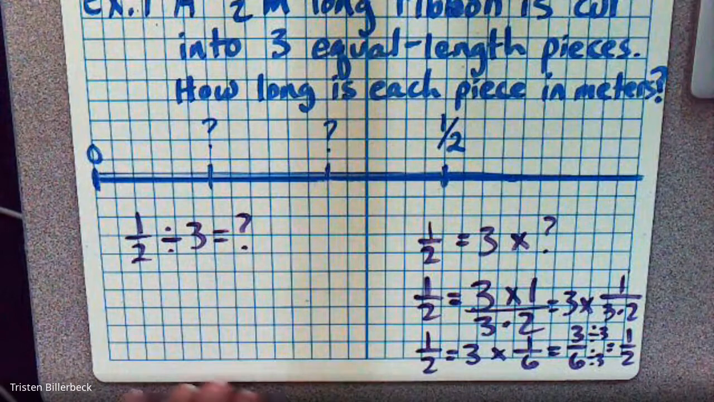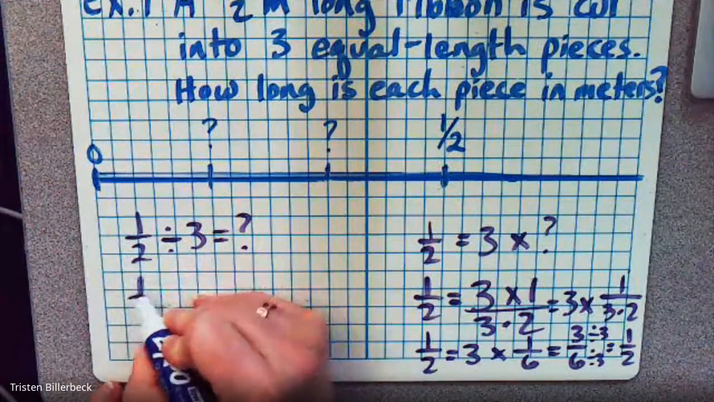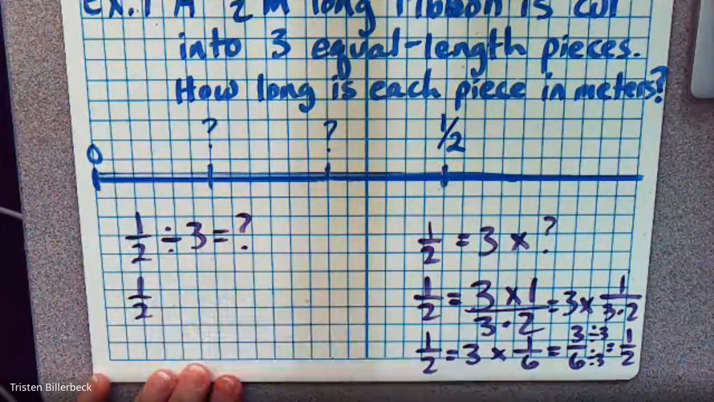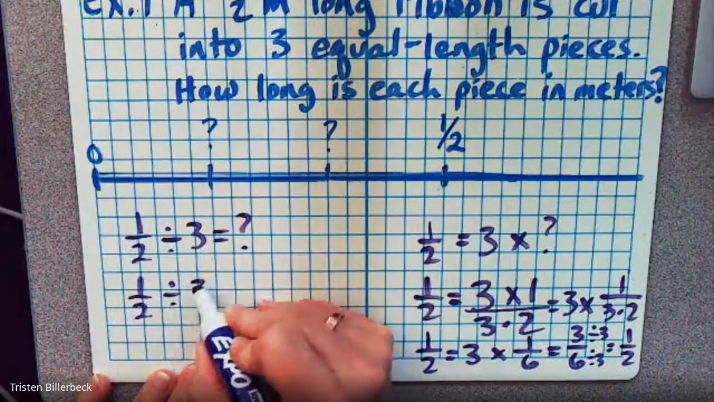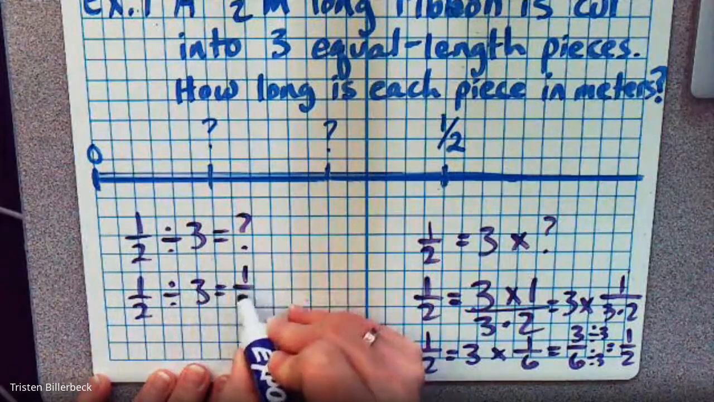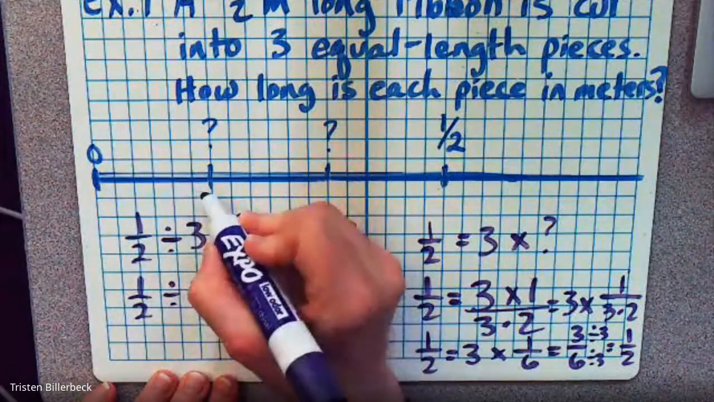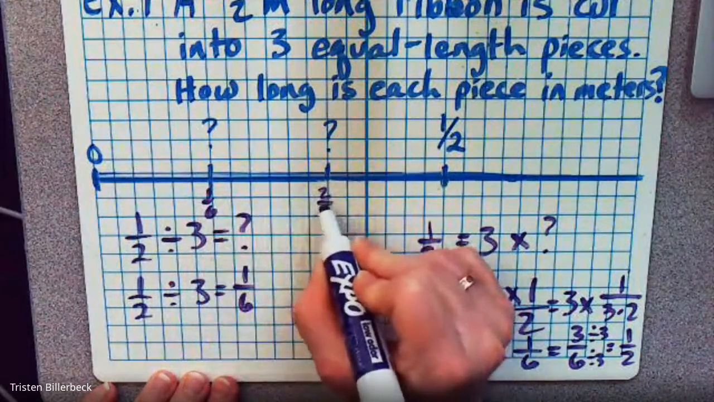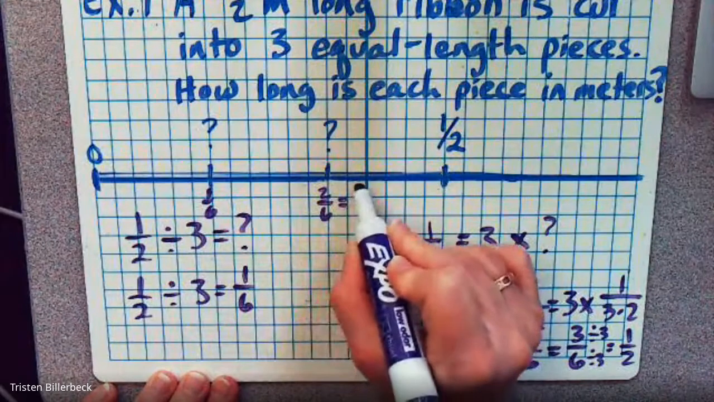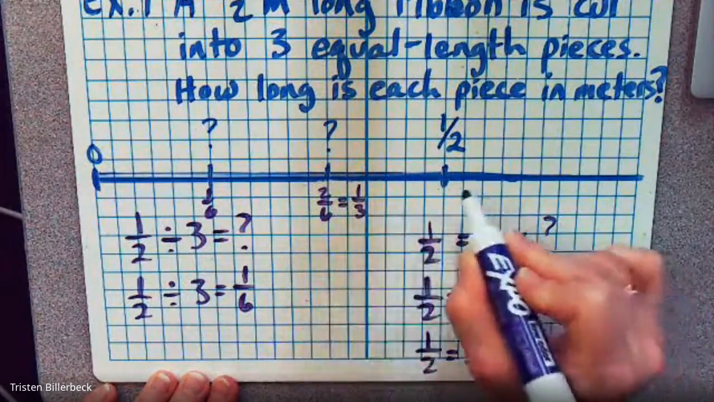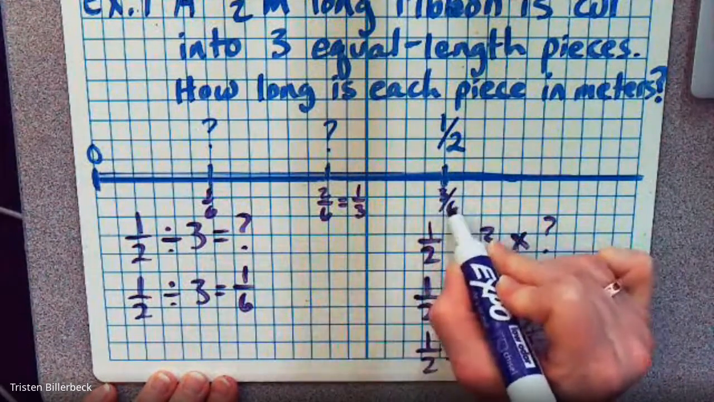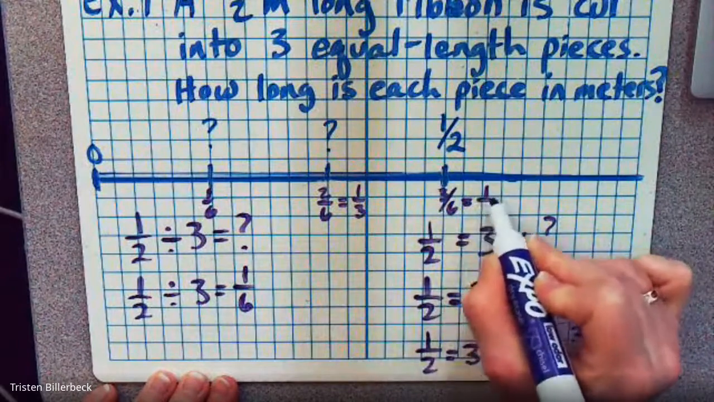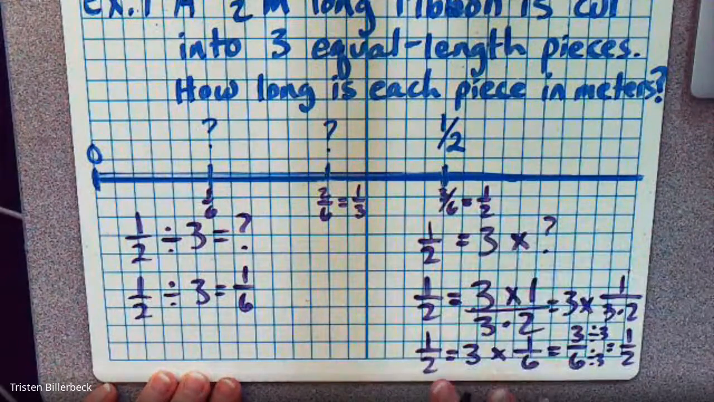So now I know from that 1/2 divided by 3 equals 1/6. So that means this is 1/6, this is 2/6, or in other words, 1/3, and this is 3/6, which in other words is 1/2.